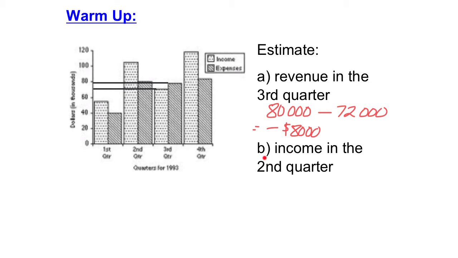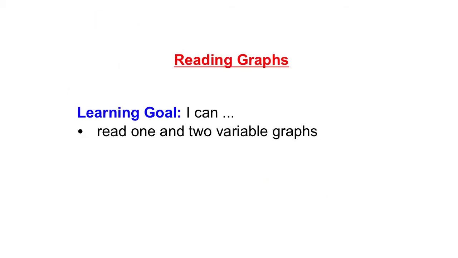Now for part B, it says, what's the income in the second quarter? This one's a little easier. Income is just these bars in the second quarter. Looks like it's a little higher than the 100 line here. We'll say about $105,000. So this leads into our lesson on reading graphs.